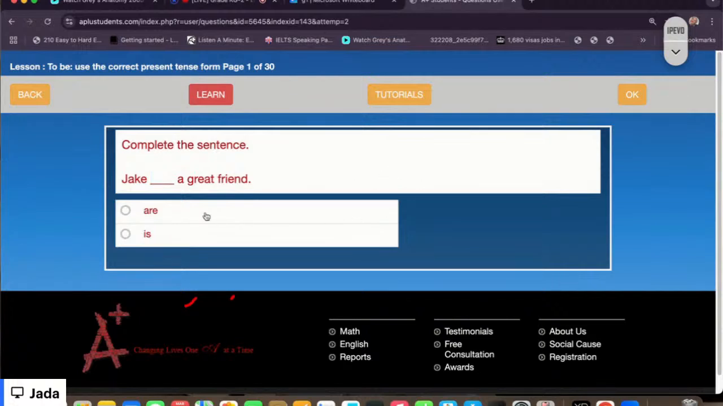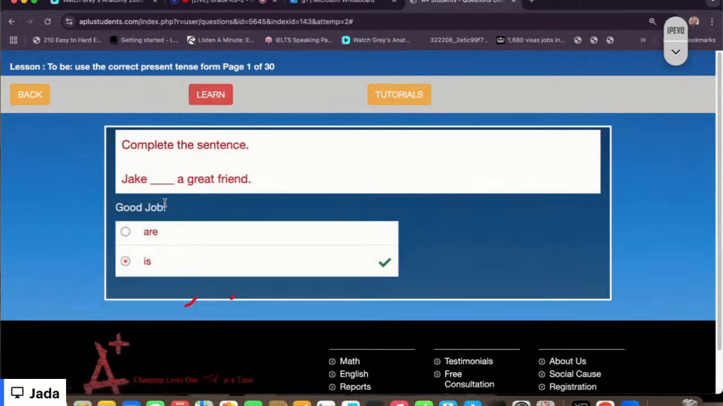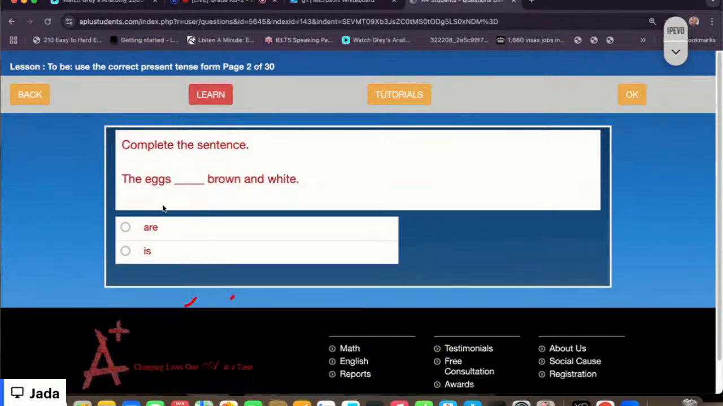Okay, so Jake is a good friend. So you can see that it's a friend to just one person. So Jake is a good friend. The eggs dash brown and white. The eggs are or the eggs is. What do you think here?